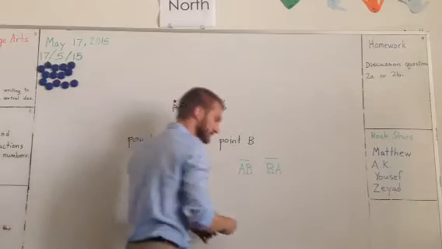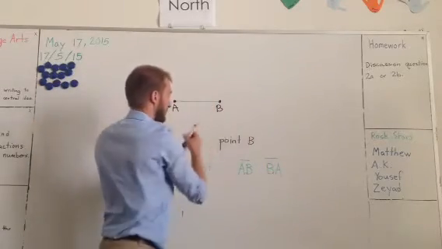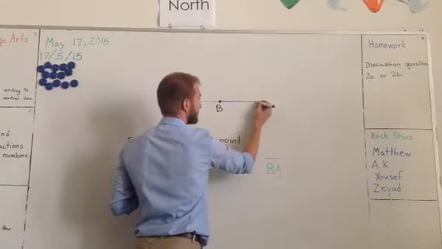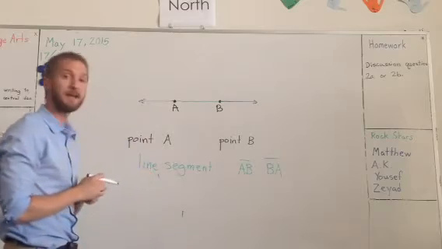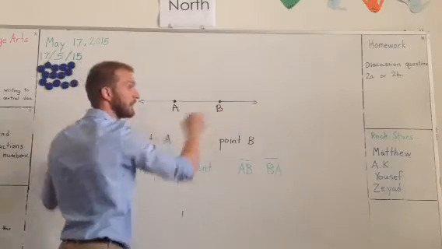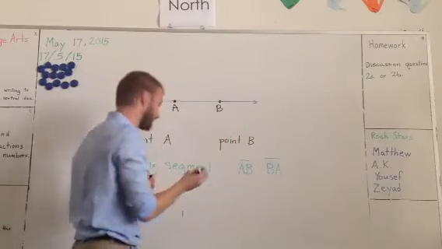Now, oftentimes, lines will go beyond either point. So let's say this goes on and on and on in that direction, and on and on and on in that direction. I now have a line. My line segment doesn't stop at A and B, but keeps on going, we'll assume forever.